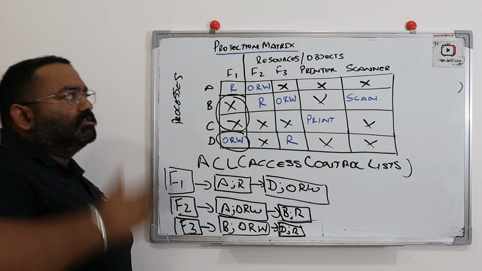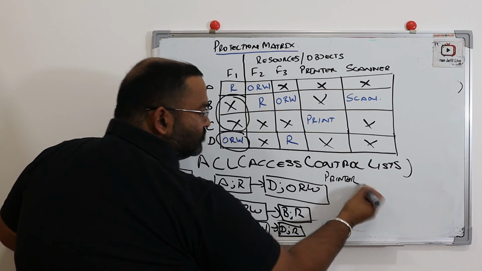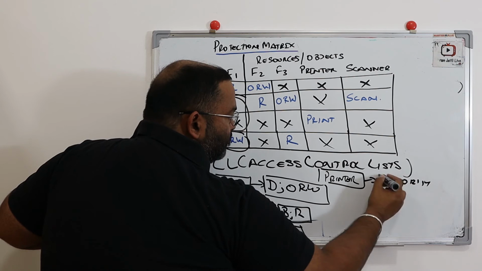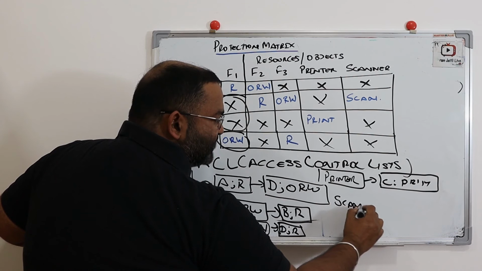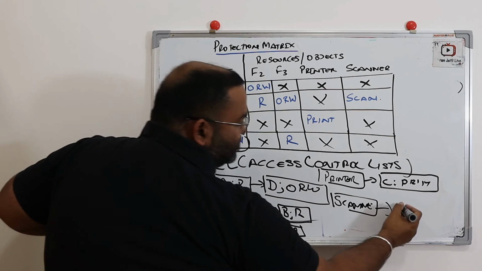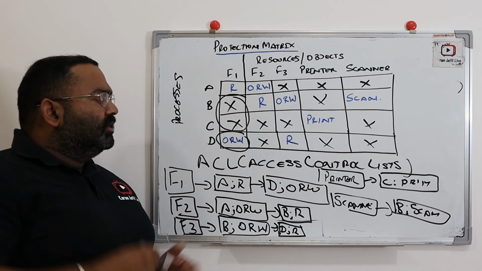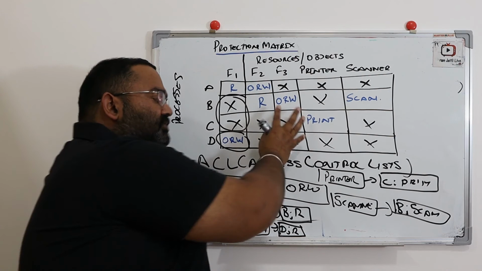Similarly, I can make one for the printer. Which process can use the printer? Process C. C can do the print operation on it. And that's it. Same for the scanner. Which process can use the scanner? Process B can scan it. And so on. So what do we call it? We call it an access control list. So what is an access control list? It is the implementation of the protection matrix in the form of a linked list, column wise.